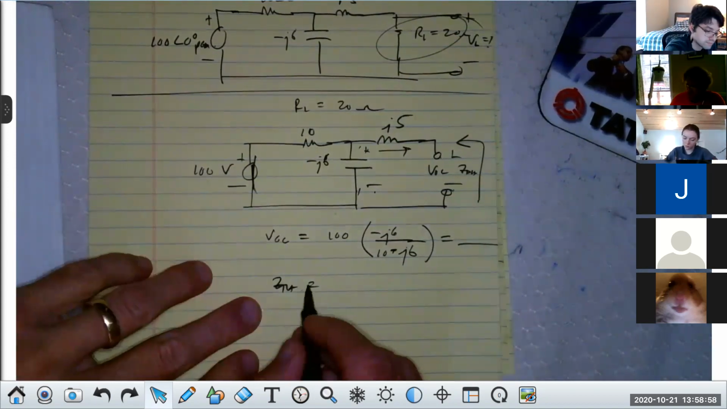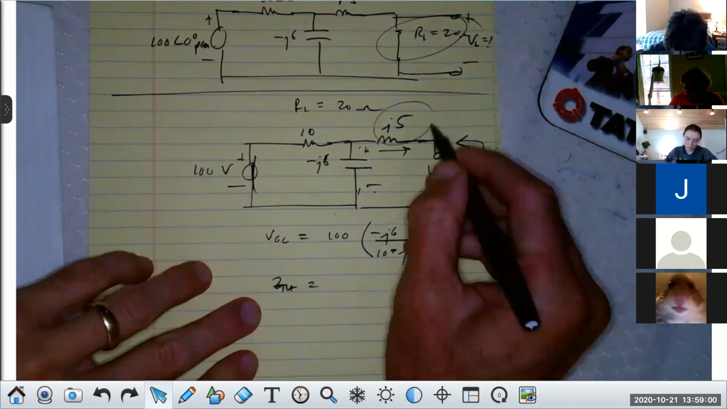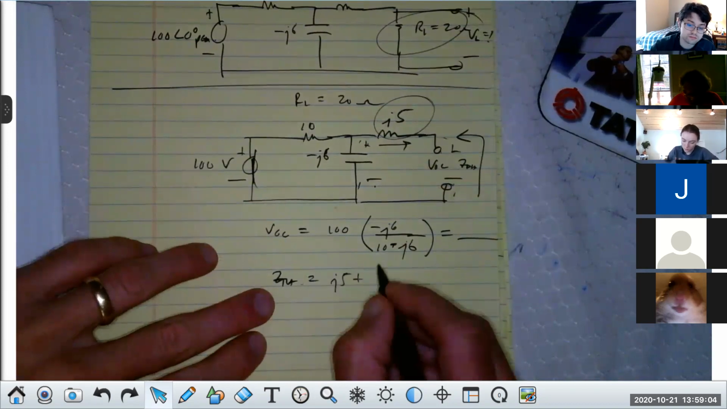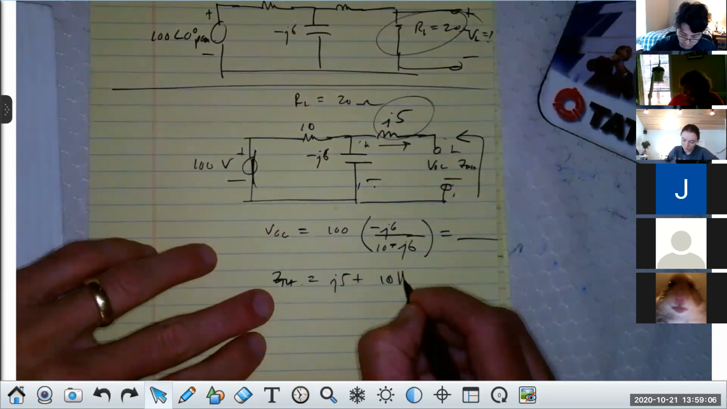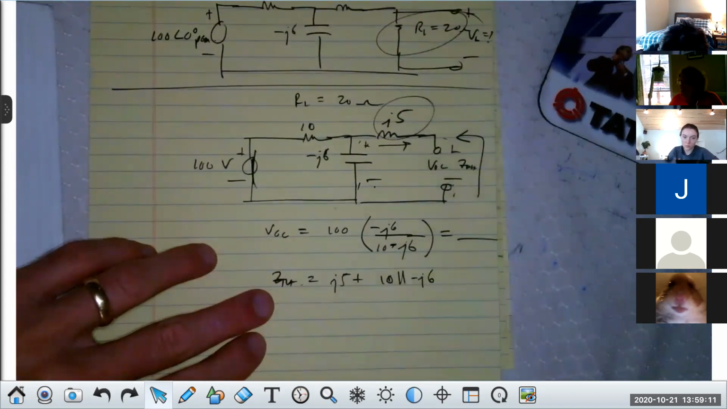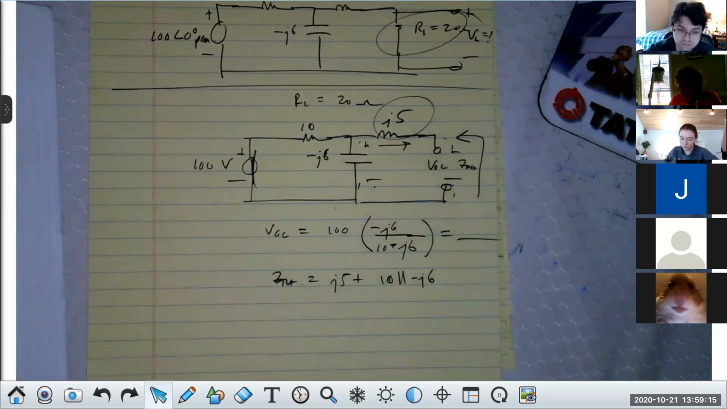Therefore, Z Thevenin here would be J5, right? Right there. And then it would be plus the parallel combination of 10 in parallel with minus J6. I'm just going to write it down like that. Do you agree with that? Yes. I mean, nod, thumbs up, anything.